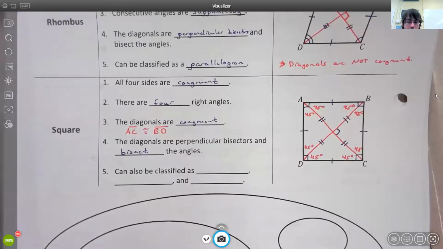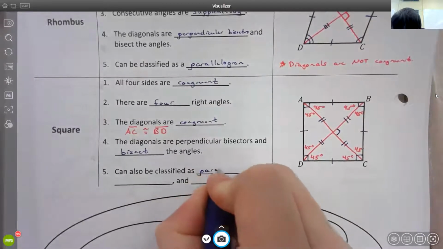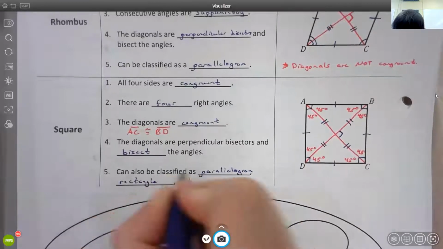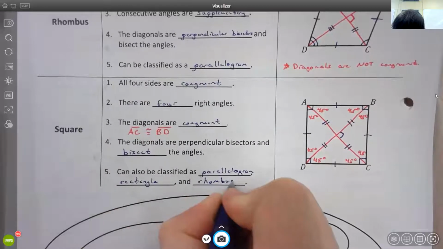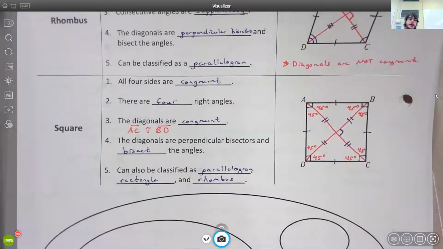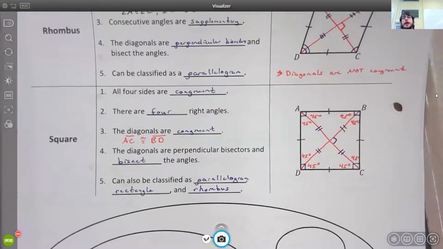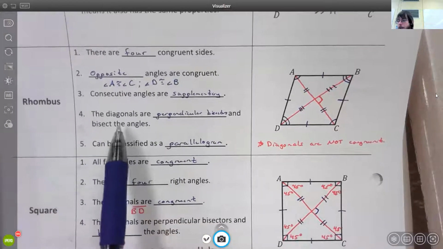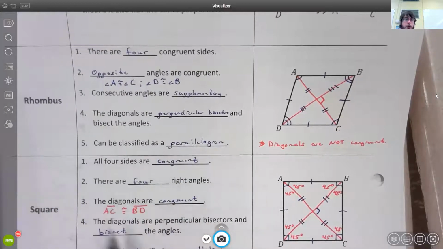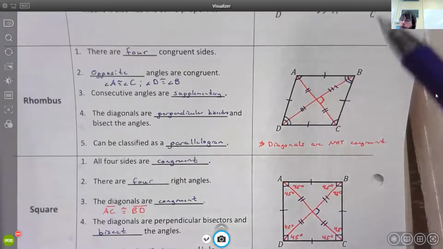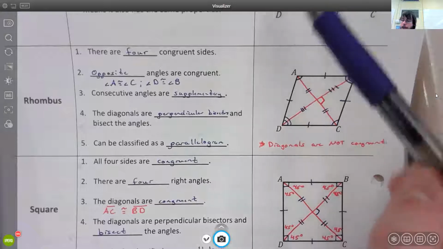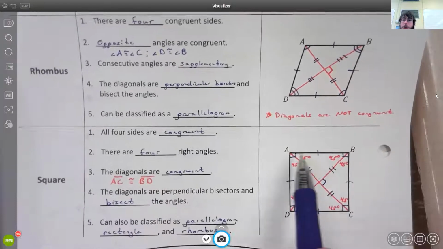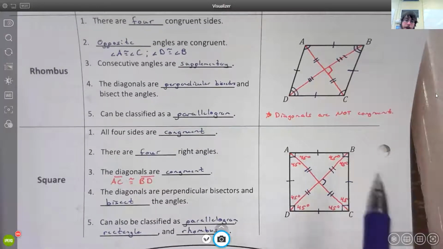And a square can also be classified as a parallelogram, rectangle, and rhombus. And the reason it can be named that: a rhombus has 4 congruent sides, opposite angles congruent, diagonals that are perpendicular bisectors and bisect the angles. A square has all those properties. The only other thing that it needs for the rectangle is the right angles and the congruent diagonals, which it has. And then of course it's a parallelogram because it has 2 pairs of parallel sides and 2 pairs of congruent sides.